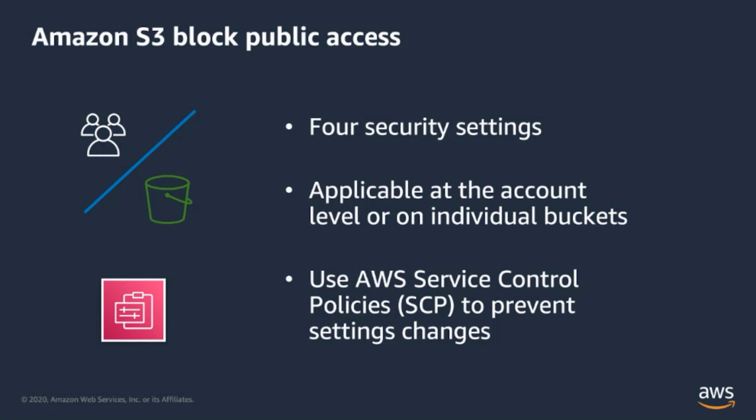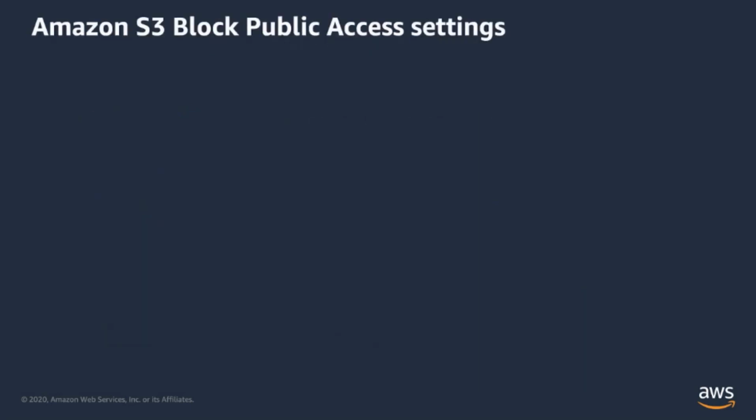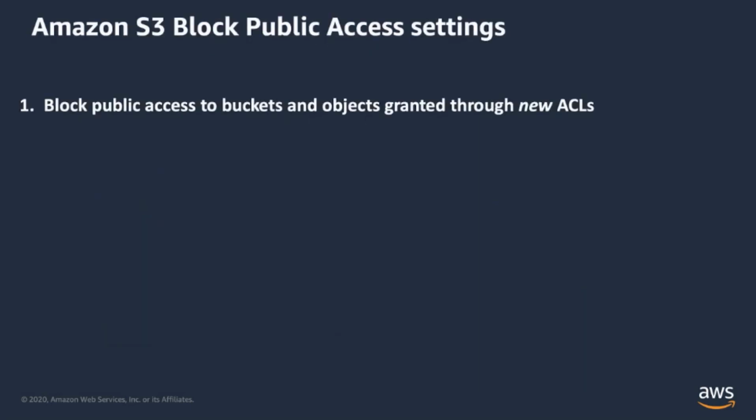And when you're using AWS Organizations, you can set up a service control policy to prevent anyone from changing these block public access settings, even for the root user. So let's take a look at these settings. First one is block public access to buckets and objects granted through new ACLs. So essentially what this does is if you try to upload an object with a public ACL, then that request will be denied. Or if you try to upload an ACL to an existing object that is public, that request will be denied.